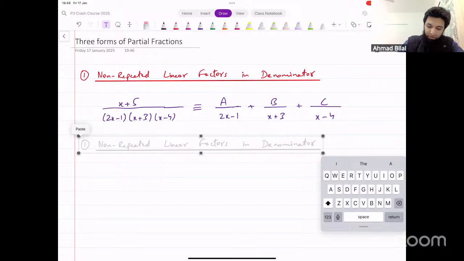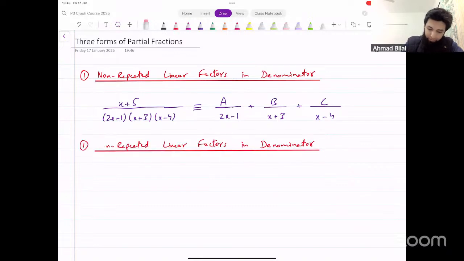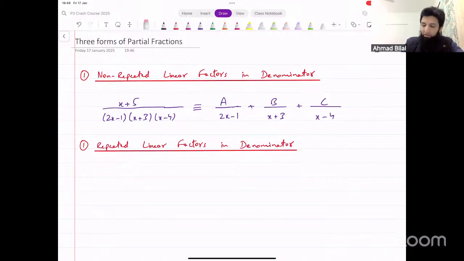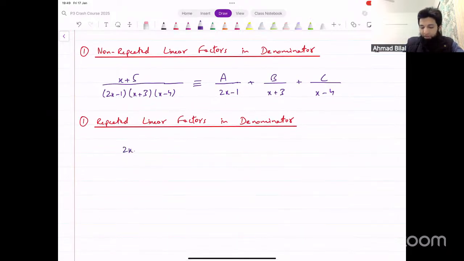The second possibility is that you have repeated factors in the denominator. Okay, so now we have repeated factors in the denominator. Now, what would be an example of that? Let's say we have 2x minus 3 divided by x plus 5 into x minus 3 whole square.